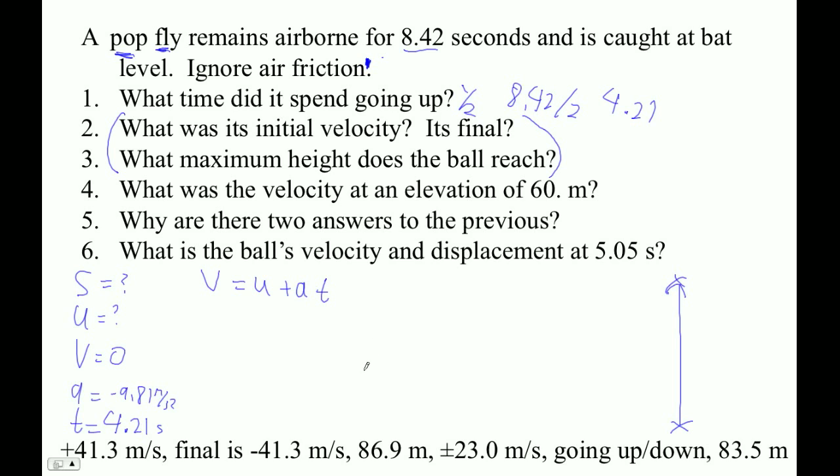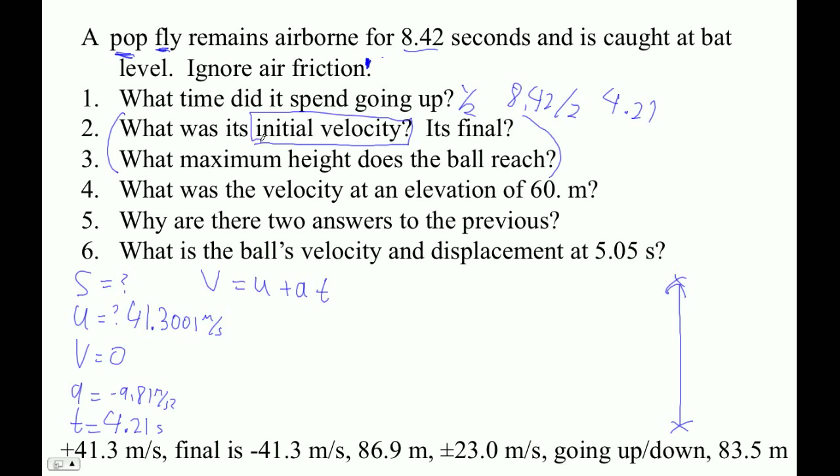So the initial velocity is basically just 4.21 times 9.81, which is 41.3001. So that's the answer to what was its initial velocity.